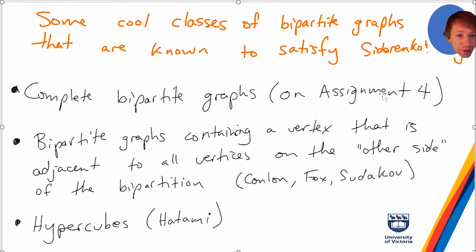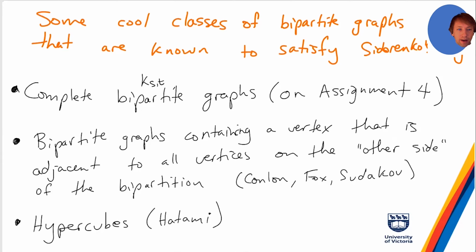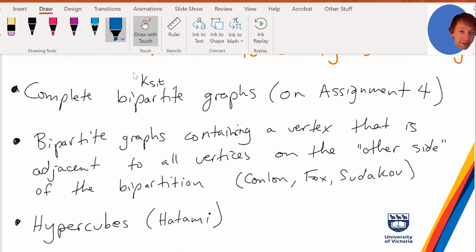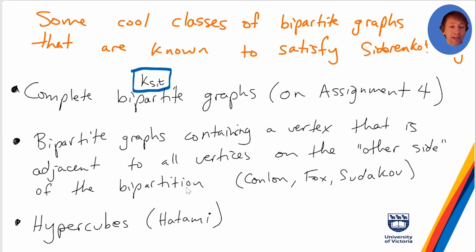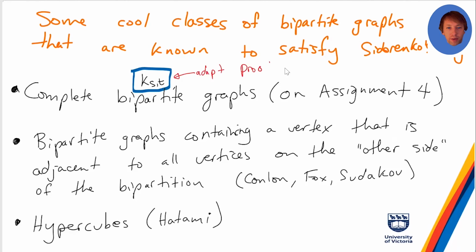Actually, on assignment 4, there's one question about K_{s,t}, complete bipartite graphs. You are being asked on assignment 4 to prove this conjecture for K_{s,t}. I made an announcement about that earlier today. I would suggest trying to adapt the proof that we did for C4, and think about C4 as being K_{2,2}, because C4 is K_{2,2}.